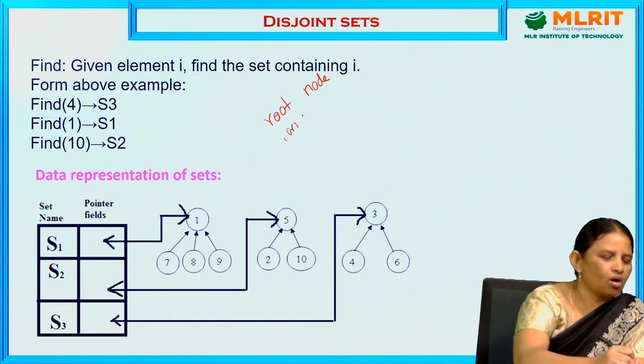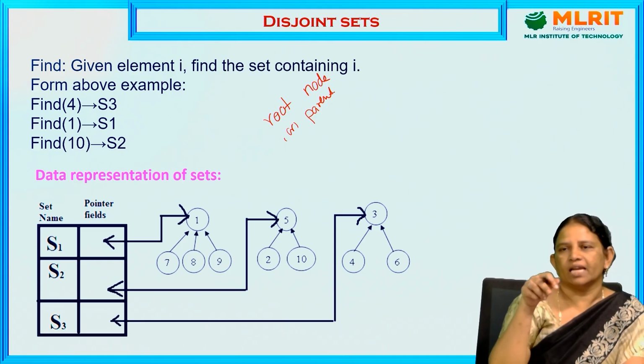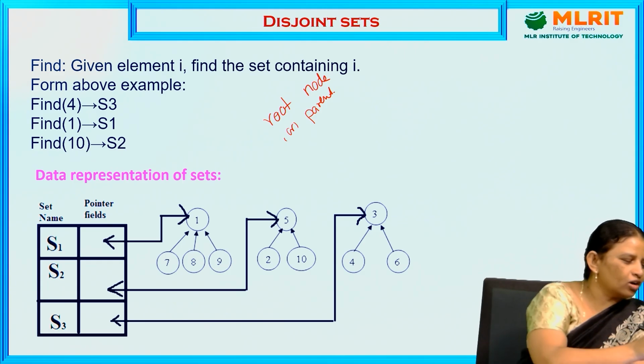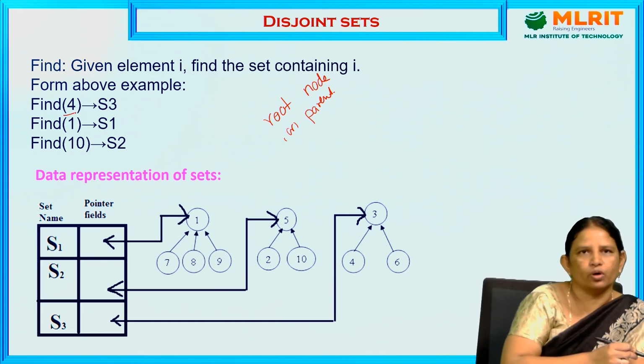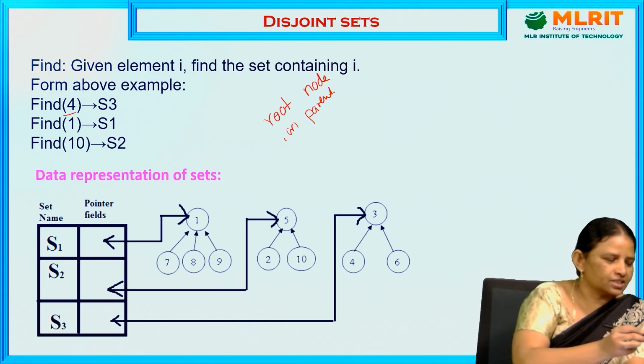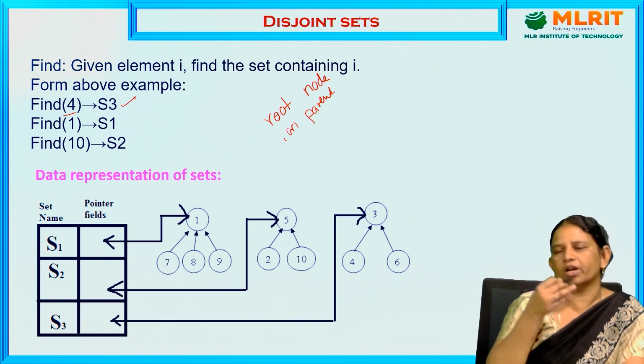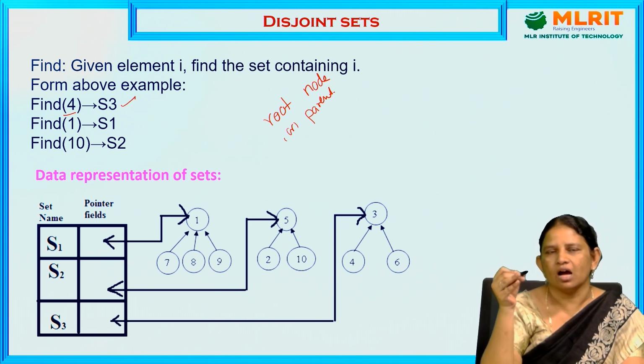Root node or parent node. Where the particular element is present, that is called the find operation. Find of 4 means where 4 is present. 4 is present in set 3, that is the find operation. The find operation returns in which set the node is present.